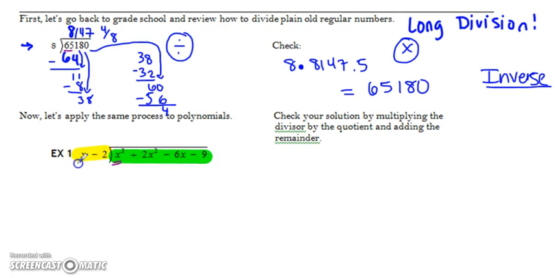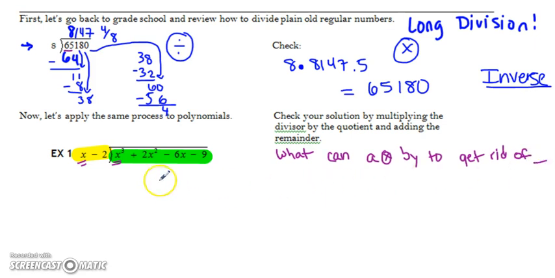So I want to think about what can I multiply x by? So here, make yourself a little note. What can I multiply by to get rid of, and then fill in the blank. In this case, we're trying to get rid of x cubed with subtraction. Well, if I take x and I multiply it by x squared, x squared times x is x cubed.